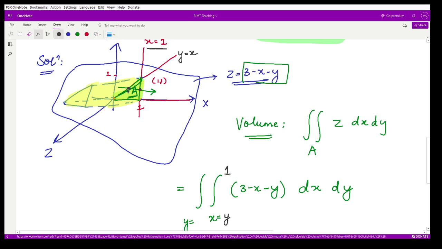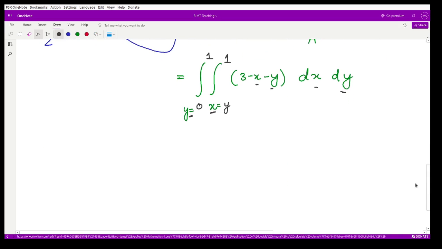And within this region, from here to here, what is the value of y? The lower value of y is 0 and the upper value of y at this point is equal to 1. So your limits are equal to 0 and 1 here. Now notice that we only have the variable x and y here, and no z is present. So that is how you can calculate the correct integration. Okay, so let us first compute this much part.